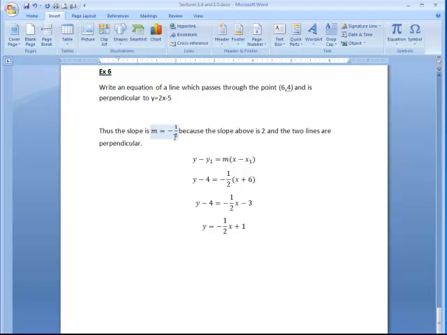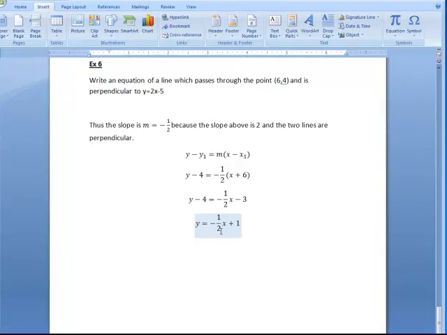Now I have a slope and a point. I'm going to once again plug into my point slope form. Y minus y1 equals m times x minus x1. I get y minus 4 equals -1/2 times x minus 6. And when I simplify this, I wind up with y equals -1/2 x plus 7.